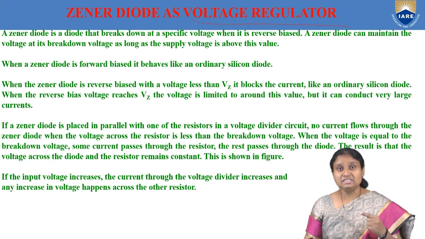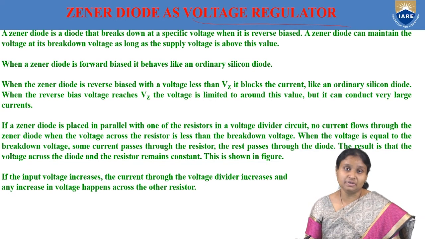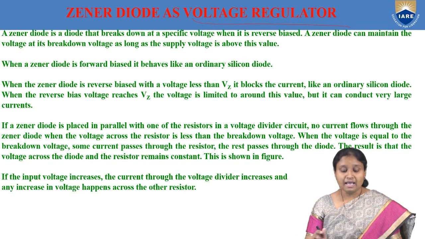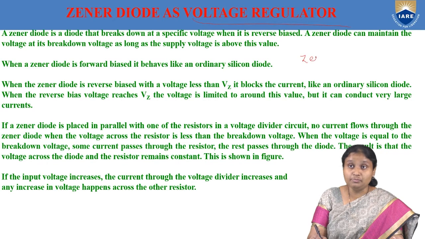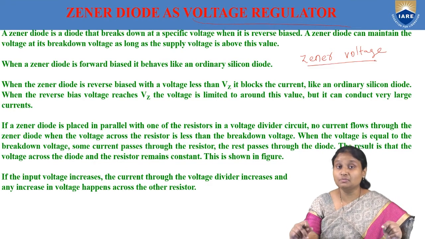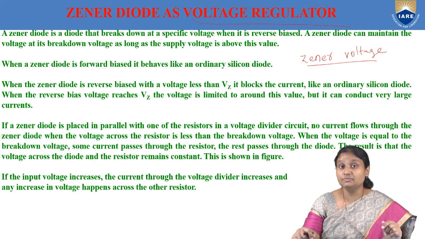Now we are going to see how the Zener diode acts as a voltage regulator when it is reverse biased. And as you can see here, the Zener voltage plays a very important role. So we know what exactly our Zener voltage is: it is the voltage, and of course this voltage occurs at a very low level of reverse bias voltage.